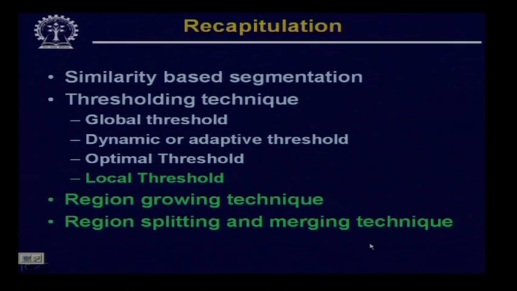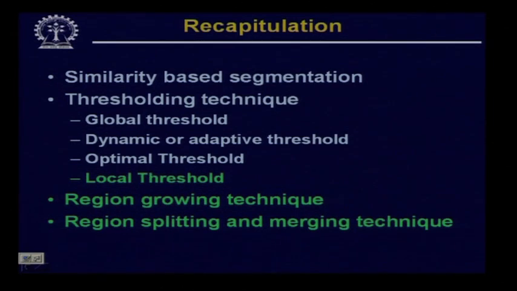We are discussing the image segmentation operations. In similarity based image segmentation, there are mainly three approaches. One of them is the thresholding based technique, where you can go for either global thresholding, or dynamic or adaptive thresholding, or optimal thresholding, or local thresholding.